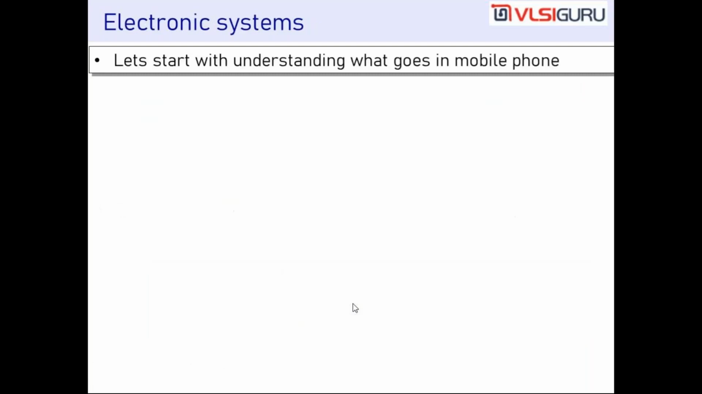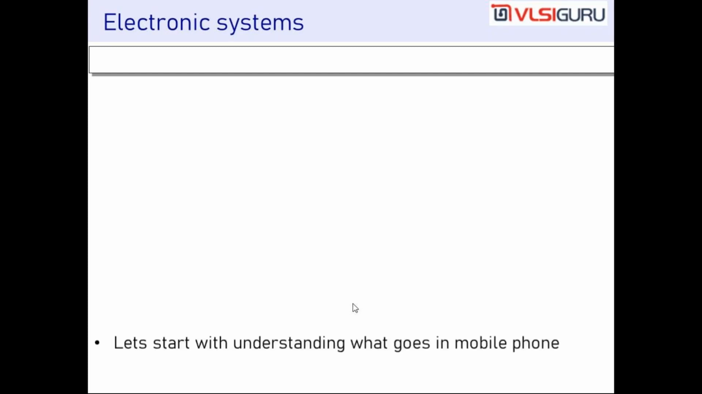Let's get into today's session. Let's start off with understanding electronic systems. A very brief overview, because people at times confuse what is VLSI, what is embedded systems, what is application, what is software. Let's try to connect all of them. So let's try to understand what exactly an electronic system is.